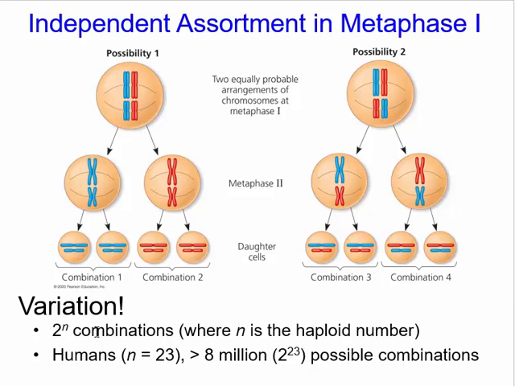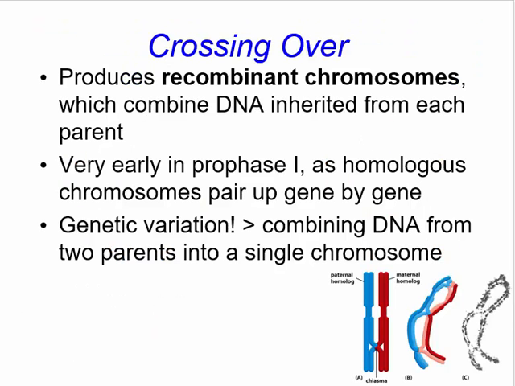And so given the chromosome number, the number of possibilities, ignoring crossing over at this point, we're just talking about that alignment during metaphase, is 2 to the n, where n is the haploid number. So in humans, n equals 23. We have 23 pairs of chromosomes. So it's 2 to the 23. That means there's over 8 million possible combinations just from this alone.